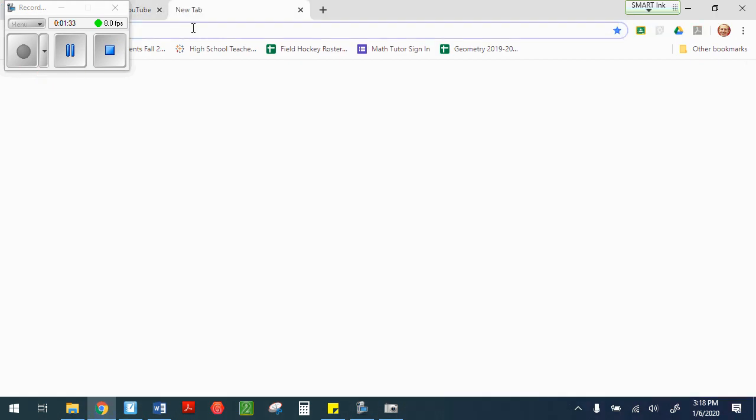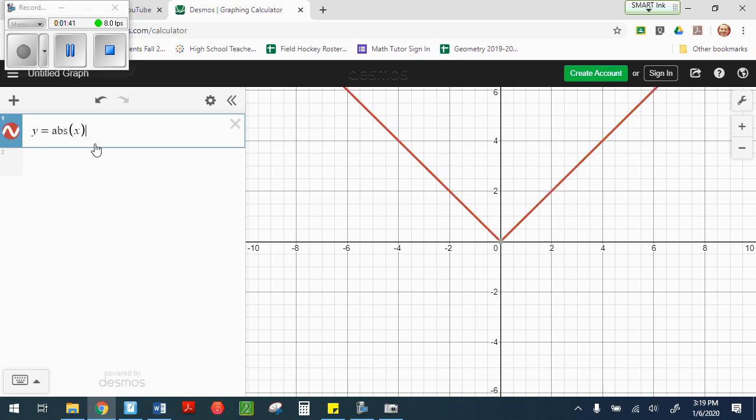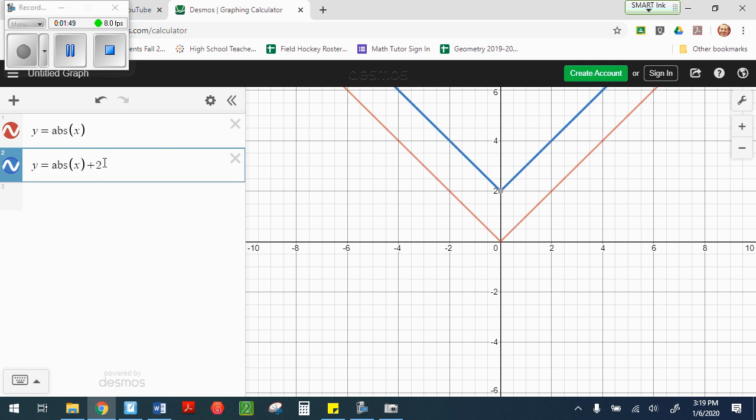So y equals absolute value of x. Okay, that's shown in red. And if I do y equals absolute value of x plus 2, in blue, you can see that the vertex is up 2 points, but all of the points are up 2 points. So the vertex right here at (0, 0) is now at (0, 2). Another point on my graph, this is (2, 2), is now shifted up to (2, 4). Okay, everything went up 2 units.